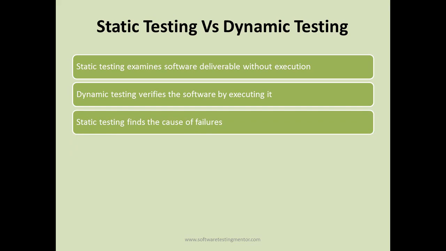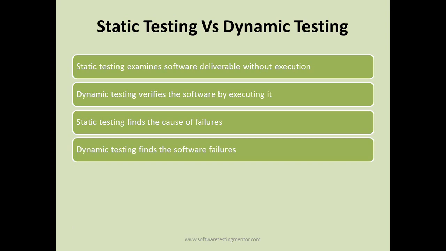Static testing finds the cause of failure. The main purpose of static testing is to find the cause of failure, and dynamic testing finds the failure. So when you install the software on a server and start executing it, you are doing dynamic testing, and anything before installation or up to the coding phase, wherein you are not executing the code and just verifying the code and requirements manually, is a static testing technique. So static testing finds the cause of the failure, and dynamic testing finds the failure.